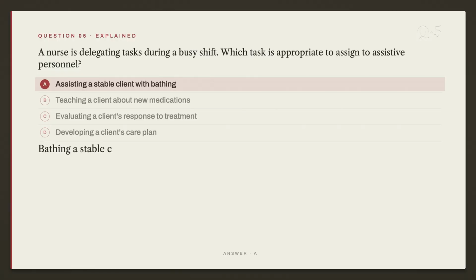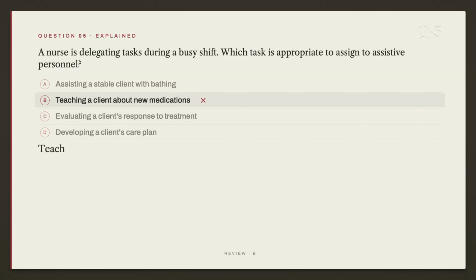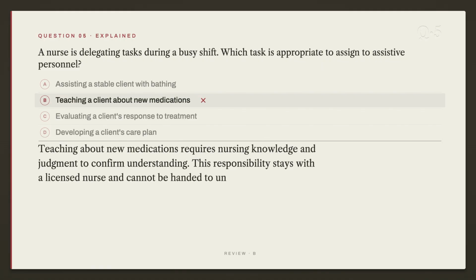A is correct because bathing a stable client is a routine, low-risk activity of daily living that fits the training of assistive personnel. Delegating it frees the nurse for tasks that require licensure. B is wrong because teaching about new medications requires nursing knowledge and judgment to confirm understanding. This responsibility stays with a licensed nurse and cannot be handed to unlicensed assistive personnel.